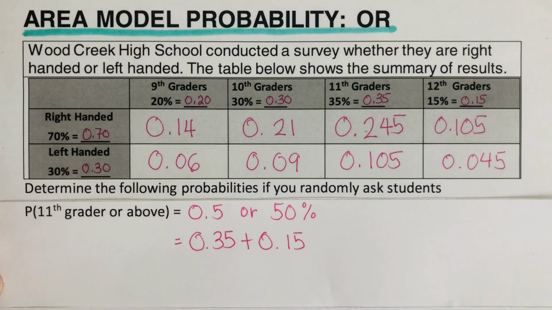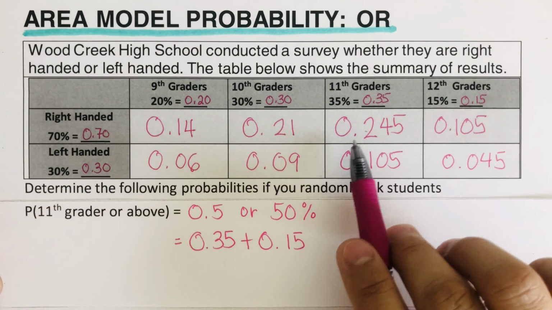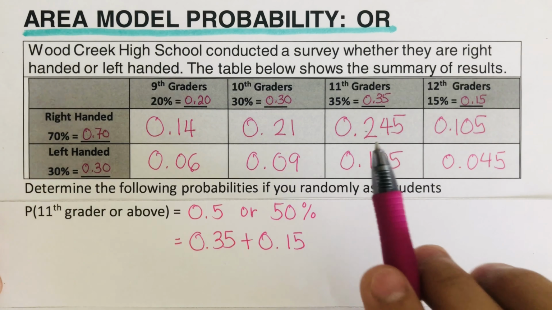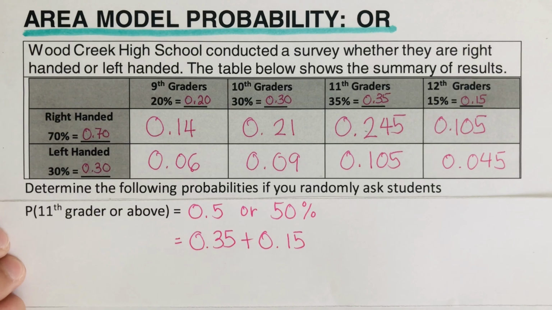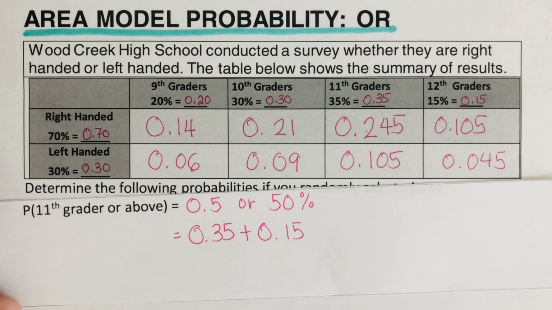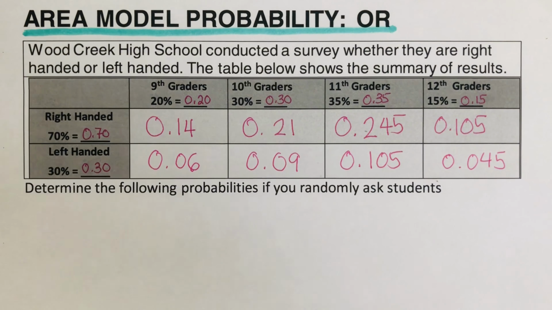So that means when you go out there and ask random students from this school, 50% of the time would be 11th grader or above. That means 11th grader or 12th grader. Did you get the same answer as this? Good. Perfect. Now let's have another example here.